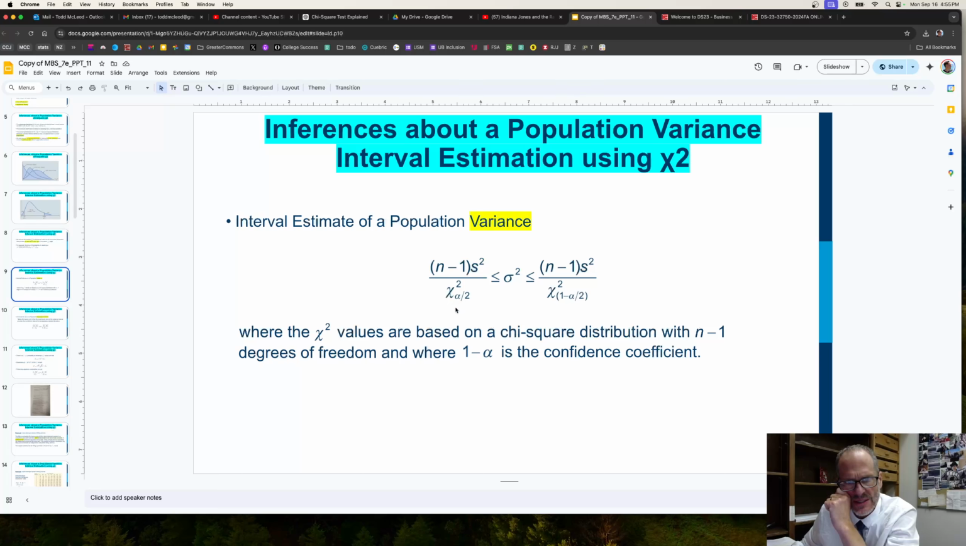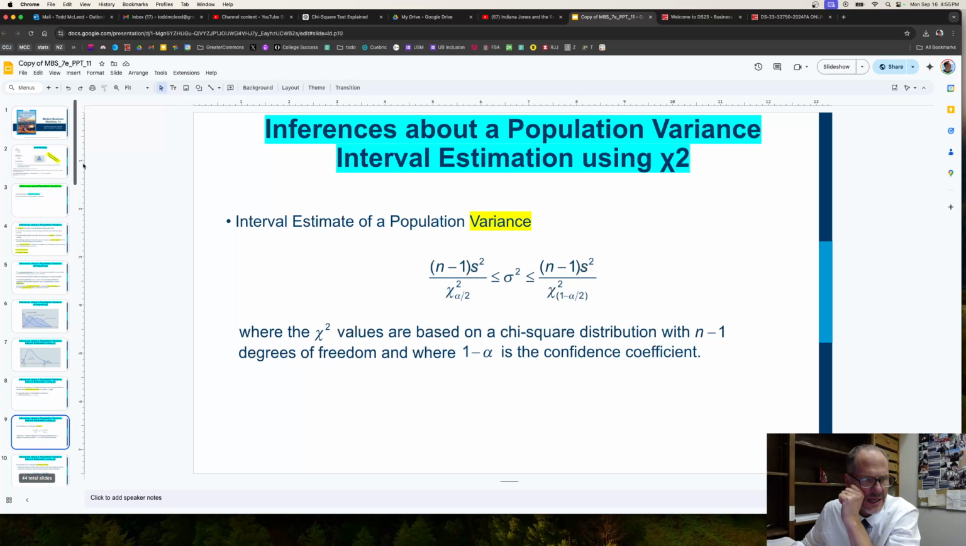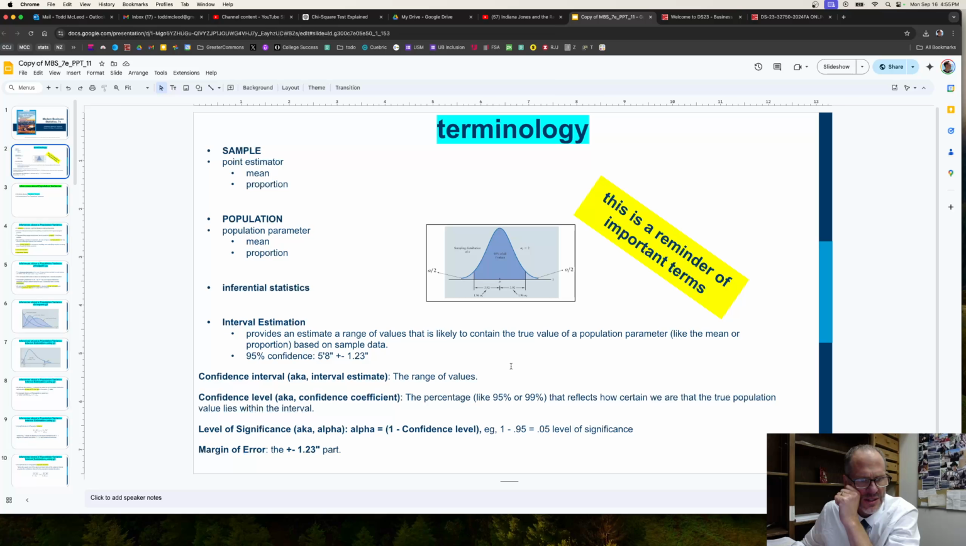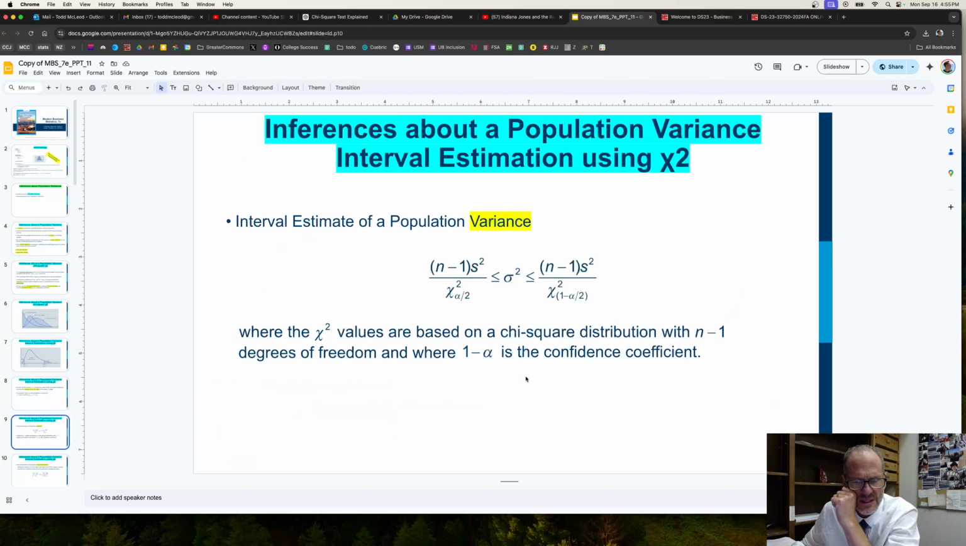So if this is 0.025, then that will be 1 minus 0.025, or 97.5, and that's half of it here. So we had 5%, so we have 2.5% here and 2.5% here, where chi-square values are based on a chi-square distribution with n minus 1 degrees of freedom, and where 1 minus alpha is the confidence coefficient. So just going back up here and looking at our terminology, our confidence coefficient is the confidence level, right? It's 95% confidence level, confidence coefficient, 1 minus alpha.